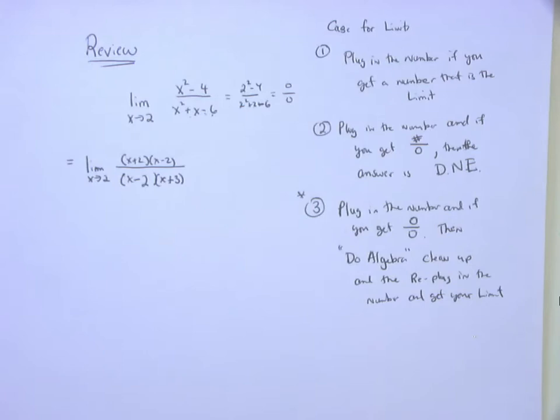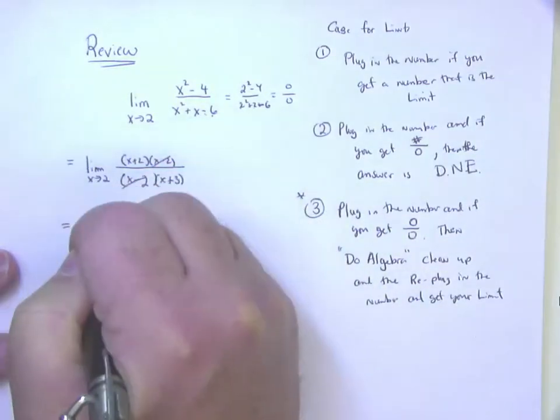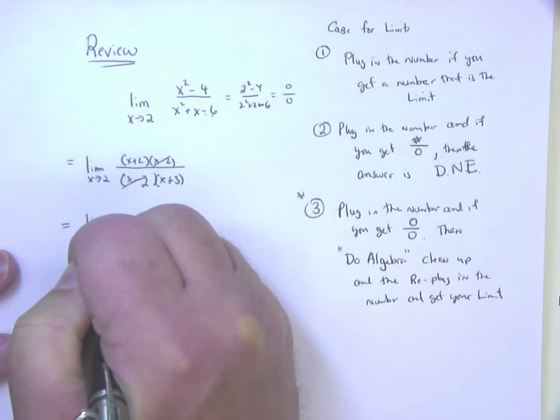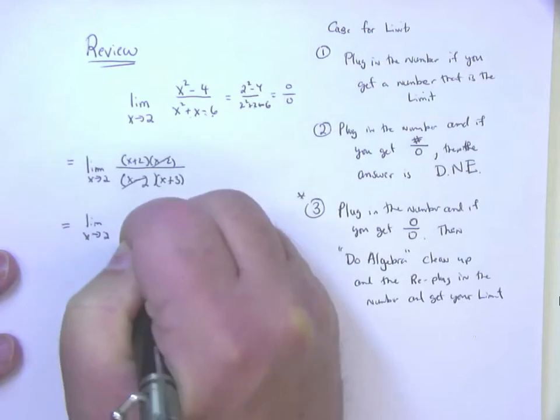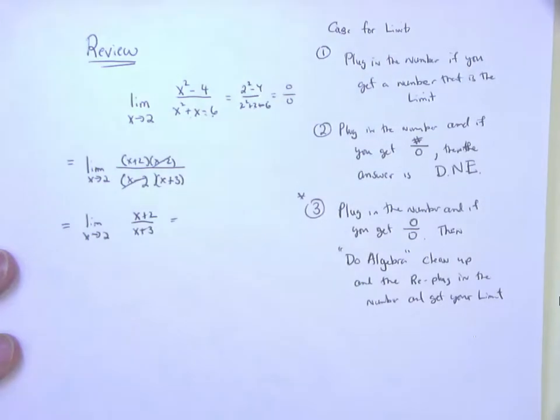Now, strict multiplication and division, what cancels? X minus 2 is canceled. So I'm going to clean that up. Keep writing the word limit. This is the proper etiquette of math here. Limit as x approaches 2 of x plus 2 divided by x plus 3. That's the cleaned up version of it.